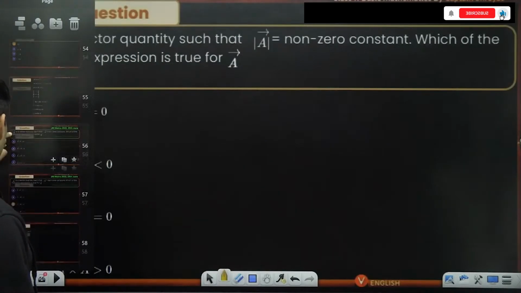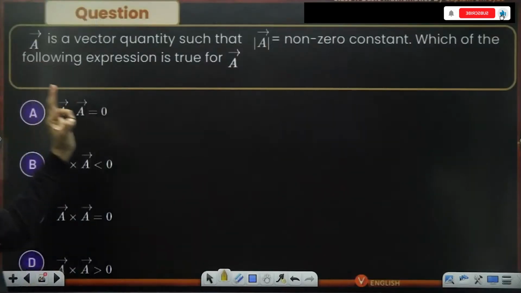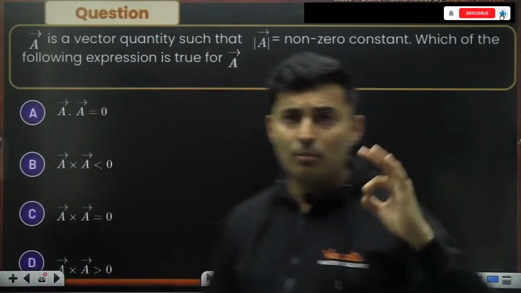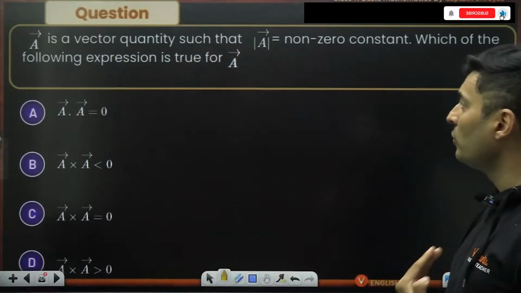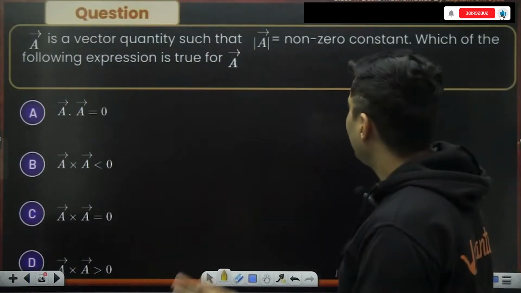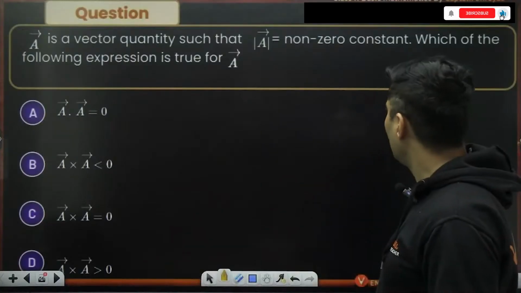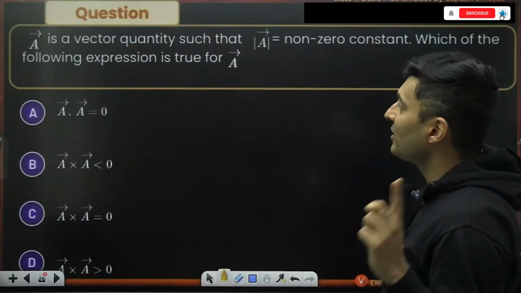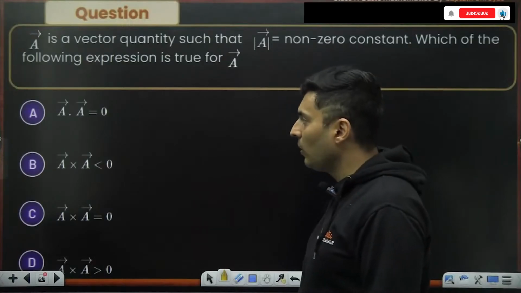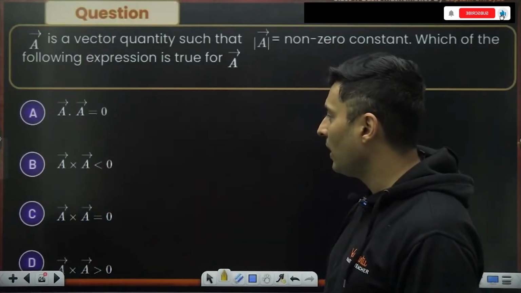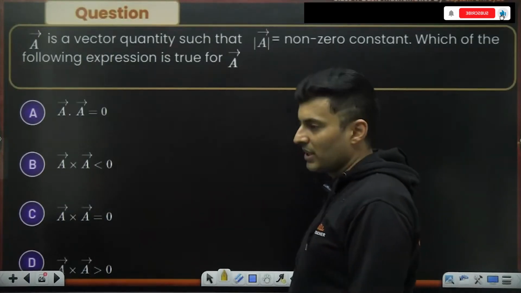Next question coming up on your screen. A vector quantity is such that A magnitude is non-zero constant. Which of the following expressions is true for A? A magnitude is not 0. So which of the following is true for the vector A? A dot A is 0 always. A cross A is less than 0. A cross A is 0. A cross A is more than 0.